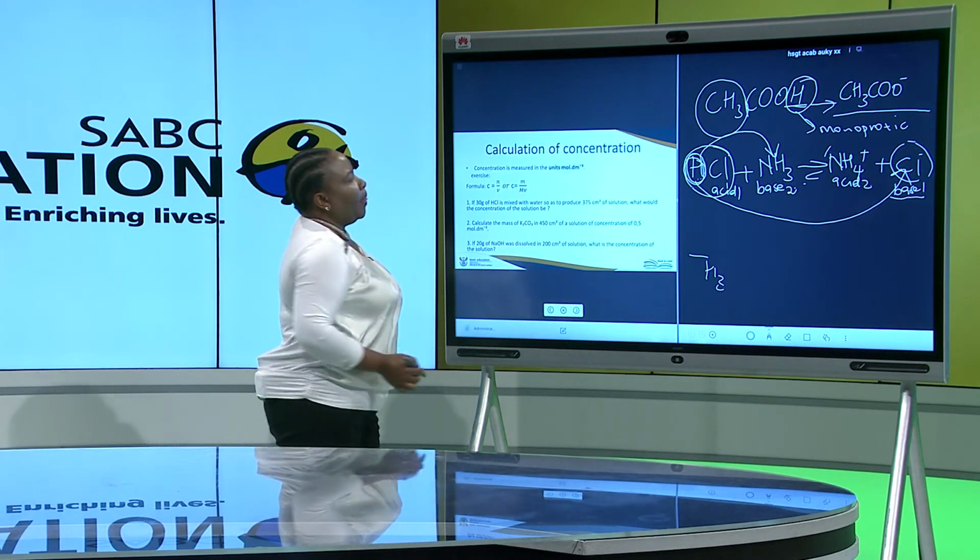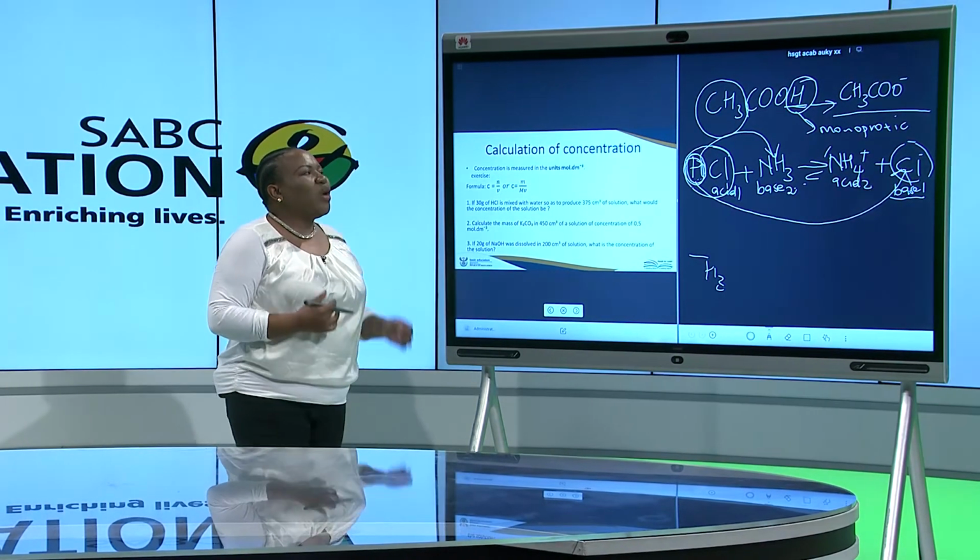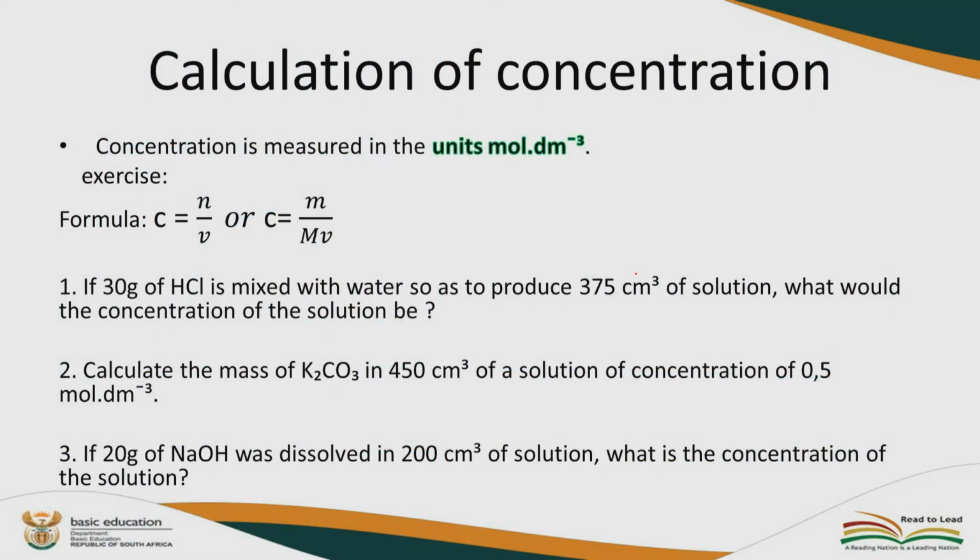We can also calculate the concentration of acids and bases. And when we calculate the concentration, we will see whether the acid is diluted or concentrated. So this formula that you see here is the formula that we can use to calculate. It's an easy formula that is used to calculate concentration. And this formula is found in your data sheet.